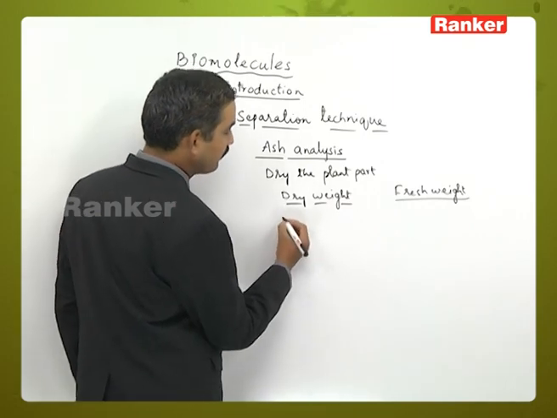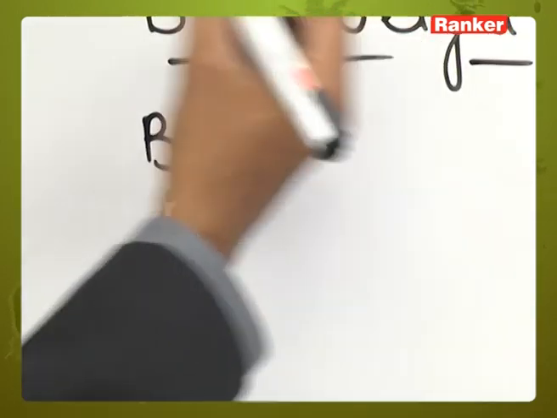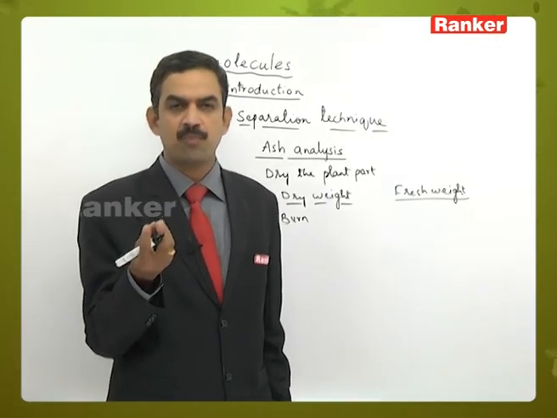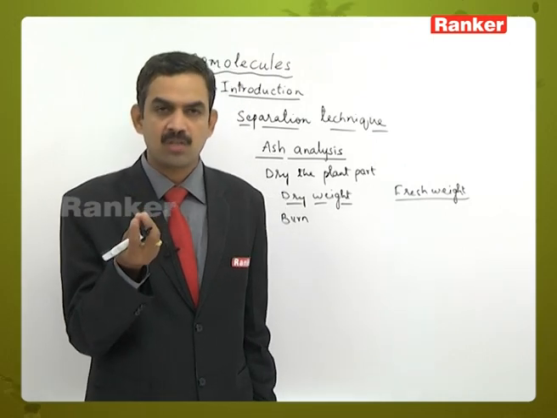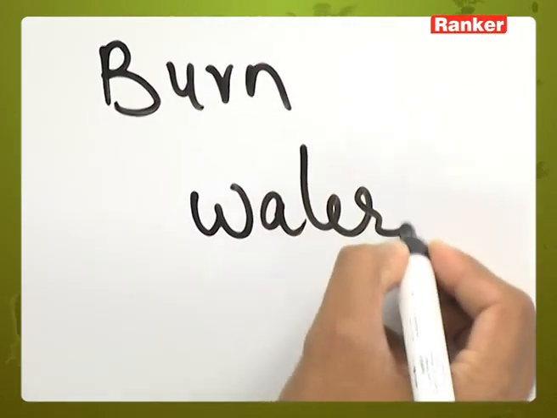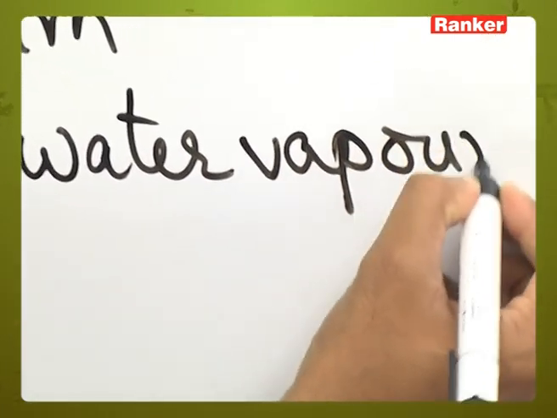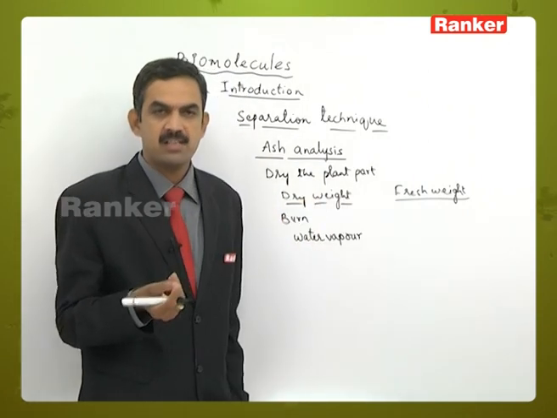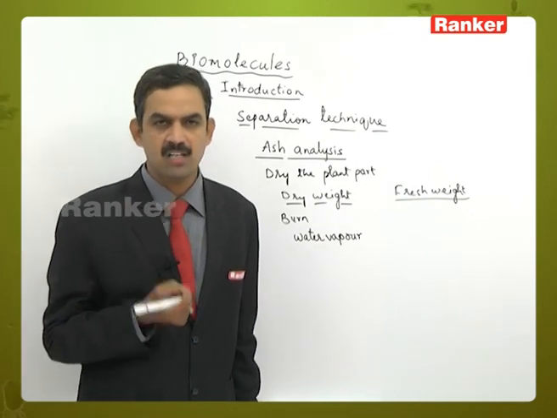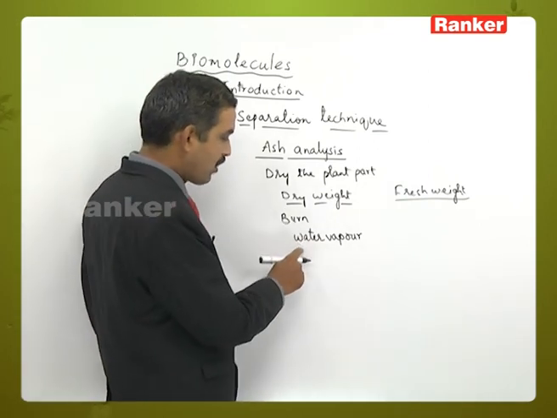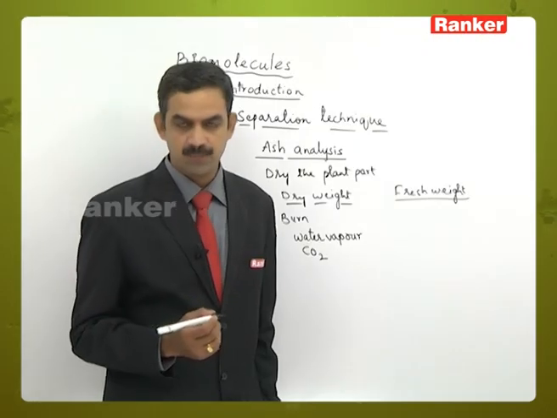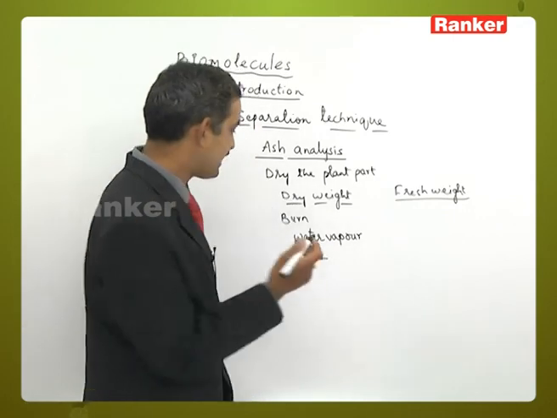After that we have to burn the dry part of the plant body. When we burn the dry part of the plant body, we know that some fumes will come or some sort of soot will be coming out. In this process, some amount of water vapor will be lost. Already dry weight means the majority of the water is lost, but a very small quantity of water will be left. That is also lost when it is burnt, and also the carbon dioxide which is released outside. And after this, whatever we get is the ash.